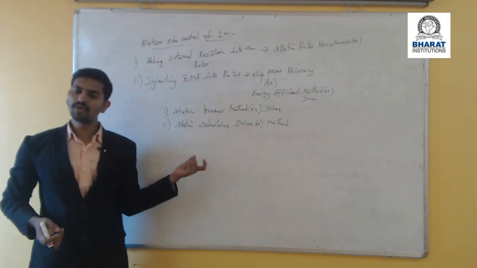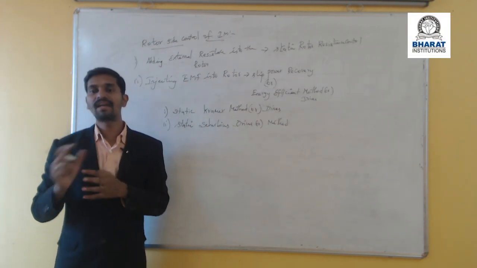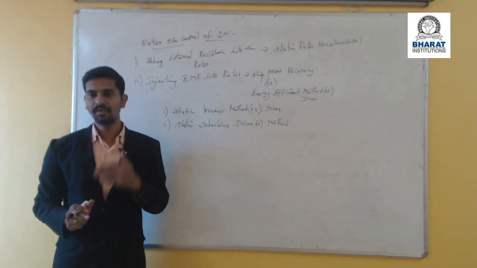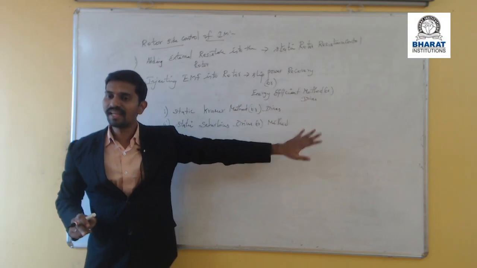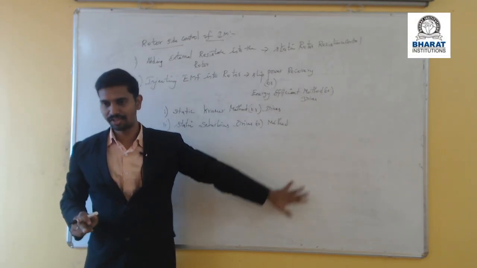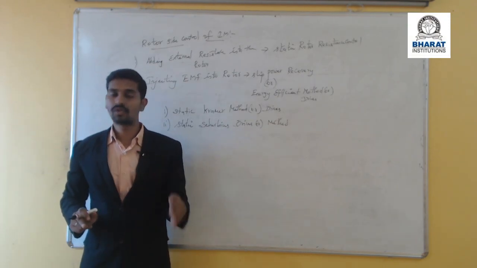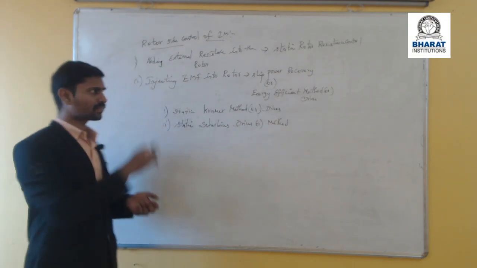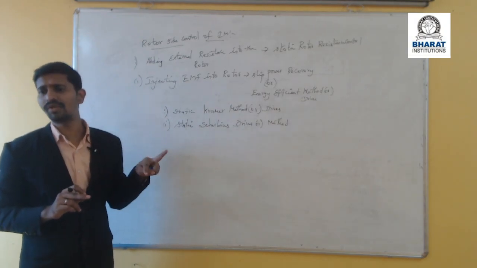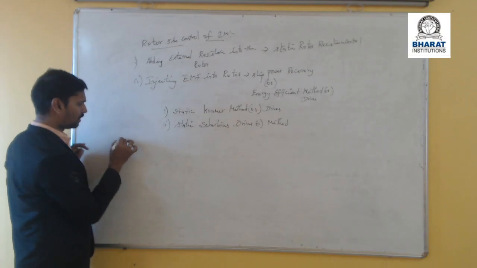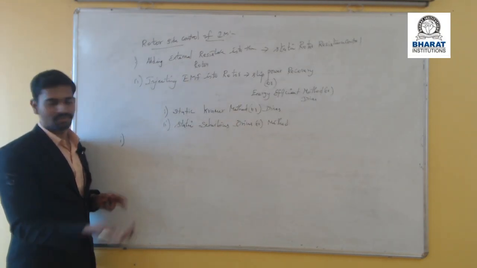Here, by injecting EMF into the rotor circuit, we can control the speed of the induction motor. As we know, this is the rotor side control methodology, so it is only applicable for the slip ring induction motor, not for the squirrel cage induction motor. In injecting EMF into the rotor circuit, we have two cases. One is where my injecting EMF aids the rotor EMF.